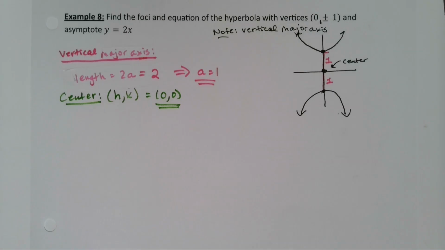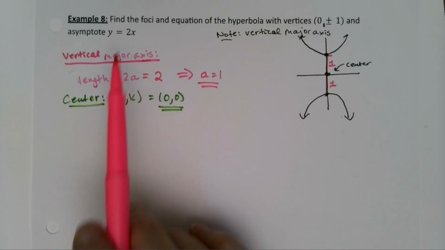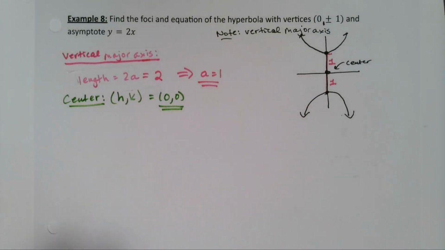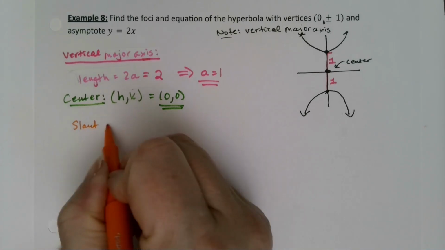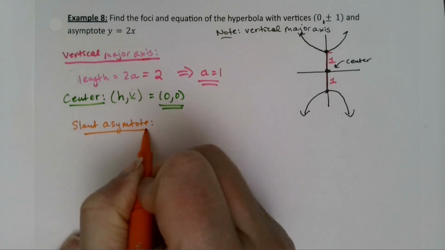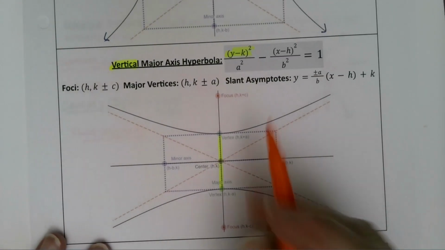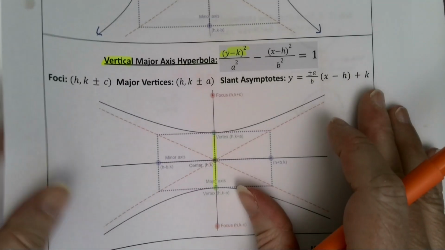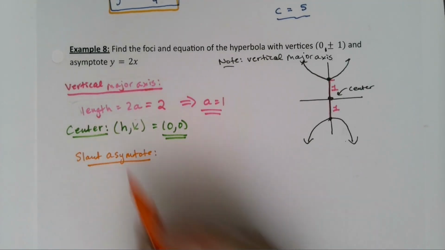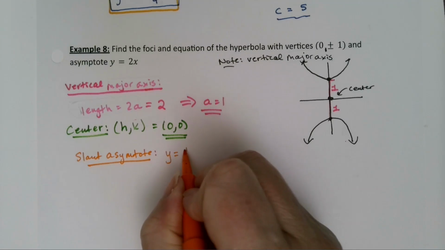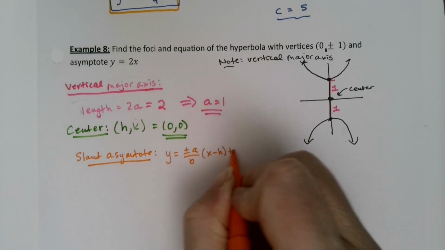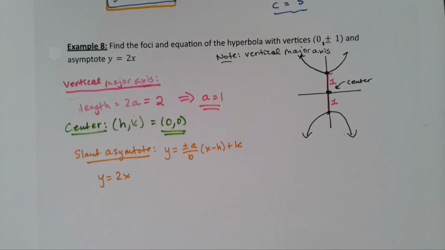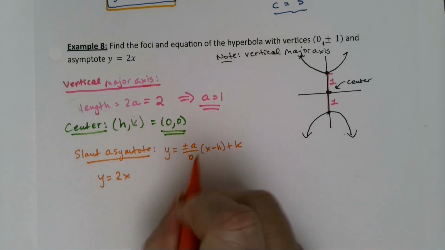Now, what about my slant asymptote? That's the other piece of information that they gave me. If we look at a vertical major axis hyperbola, the slant asymptote is plus or minus a over b x minus h plus k, but h and k, of course, are 0 and 0. You can see that not only in the graph, but also in what was given as the slant asymptote. They're telling us that it's y equals plus or minus a over b x, but they also tell us that it's equal to y equals 2x. And therefore, we know that a is 1.